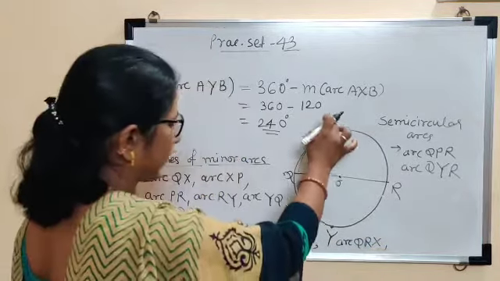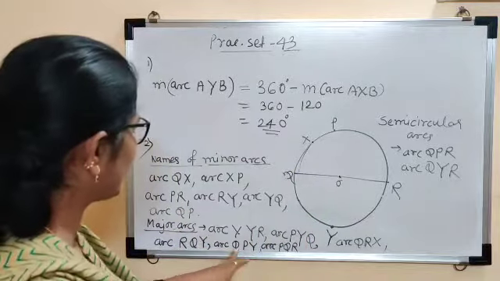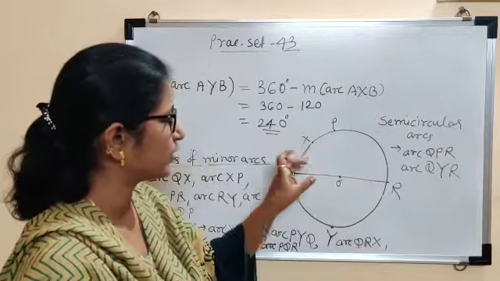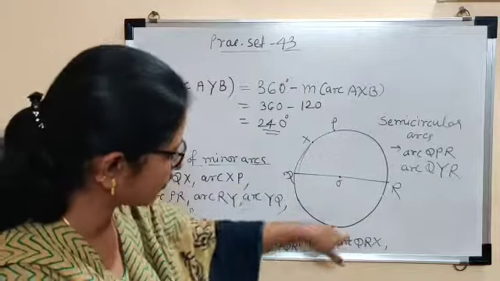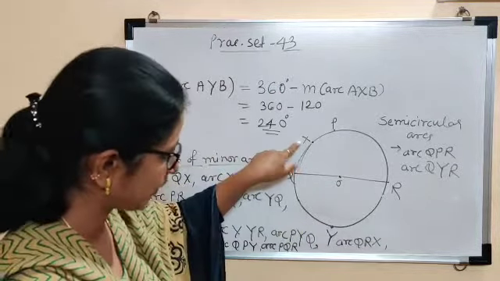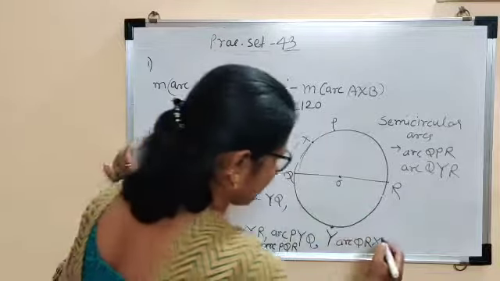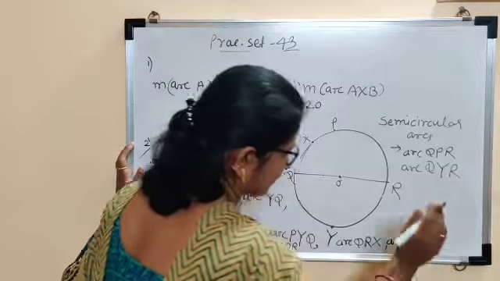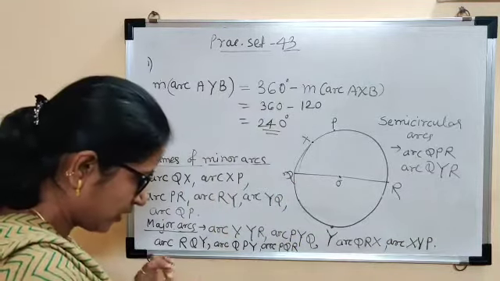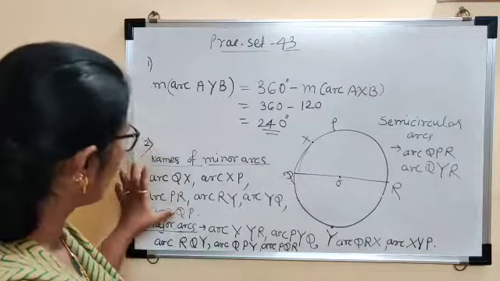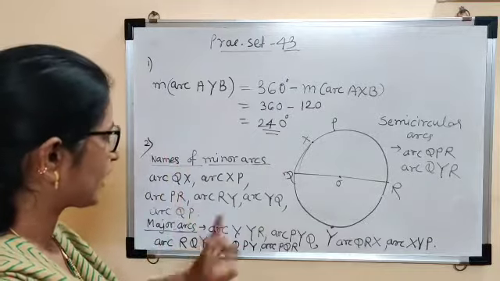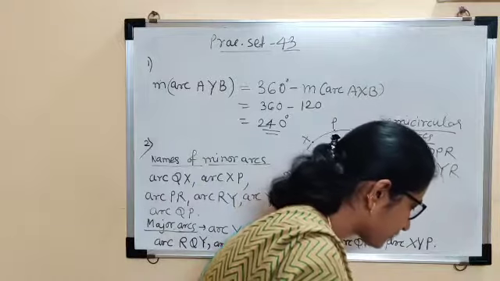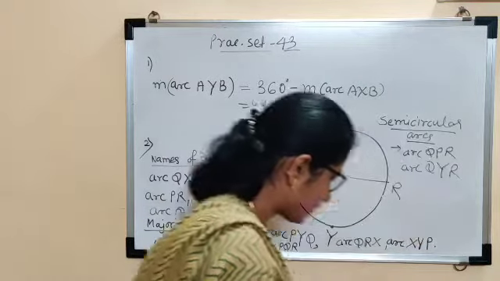RQRX. Taking XP is over. X and P should be here, these two endpoints. So X, Y, P. You can write XYP. One more, R, X, Y, P. So these are about the arcs shown in the circle below, and the names of minor arc, major arc and semicircular arc. Third question is, here also the same thing.